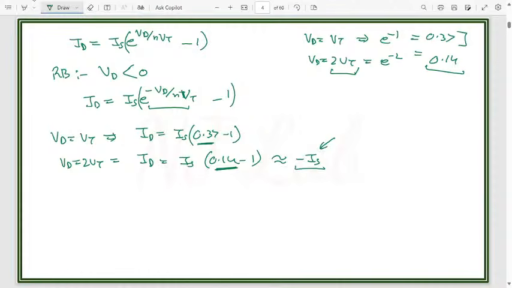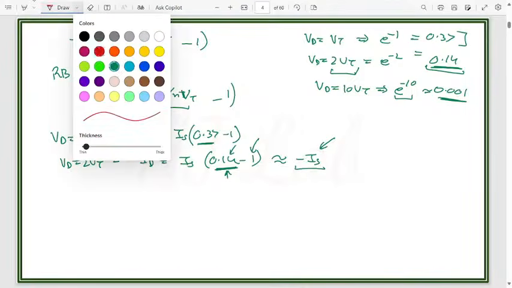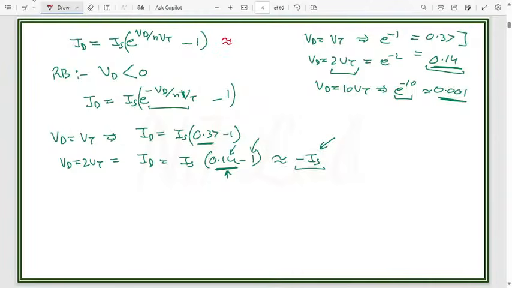Because as we increase, when VD is equal to 10 VT, this exponential term will become e to the power -10, and this will be very, very small, maybe like 0.0001. You can imagine that this number is very small in comparison to this one, and hence this exponential term can be ignored. So for the reverse bias, our approximation is that ID is equal to minus IS.